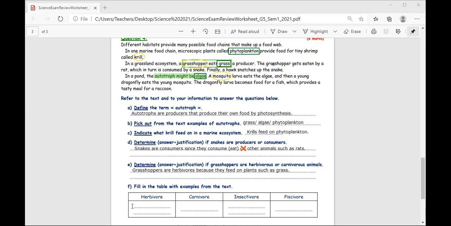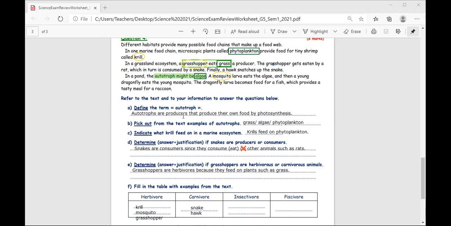So in the herbivore section, you can write krill, mosquito, or grasshopper. A carnivorous animal. Name one carnivorous animal. Snake. The snake eats rats, so it's a carnivorous animal. A hawk eats a snake, so it's another carnivorous animal.